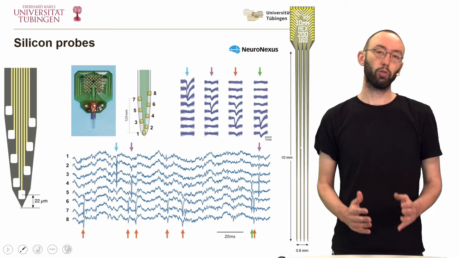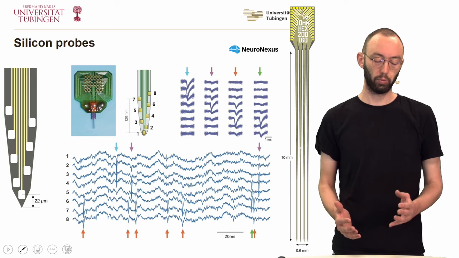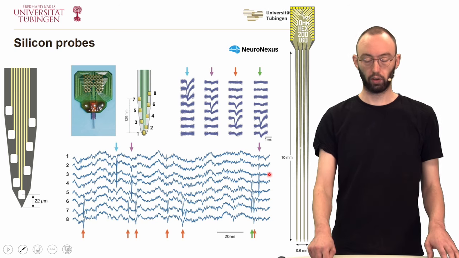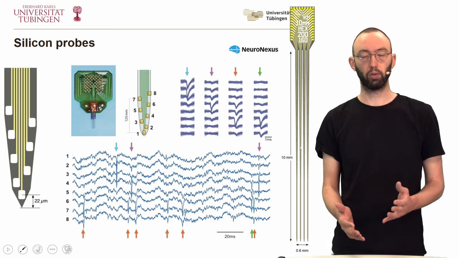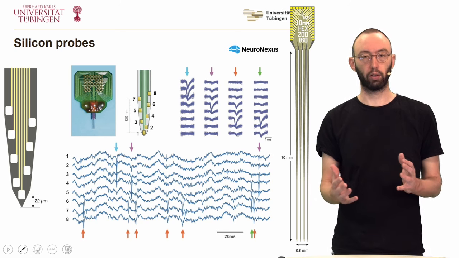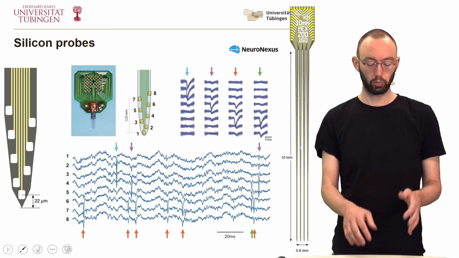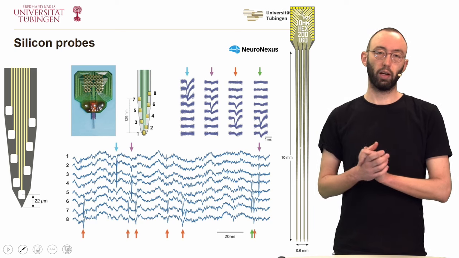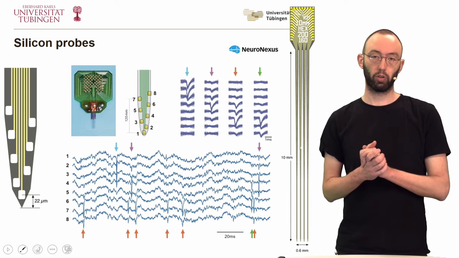Now our task for the first couple of lectures will be actually to go from a recording such as this. We will use a tetrode recording, but whether it's 4 or 8 channel doesn't make a difference in principle. To go from a recording like this to an identification of the neurons that contributed to the recording.